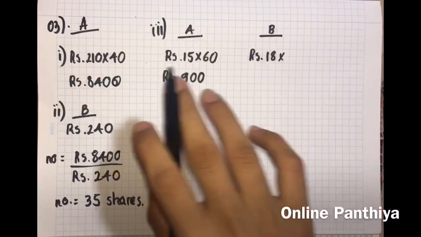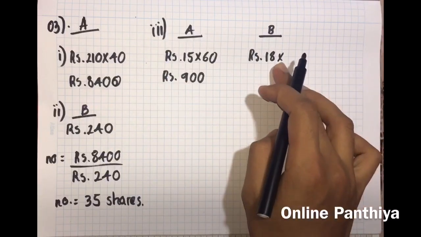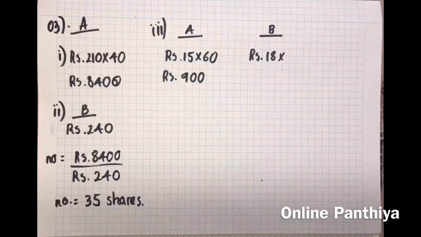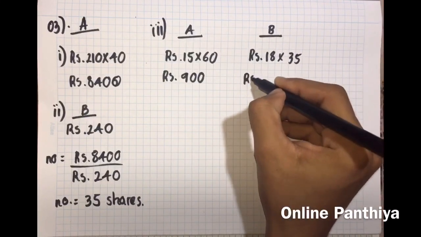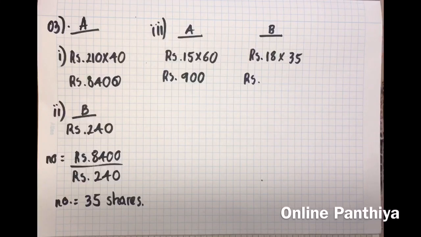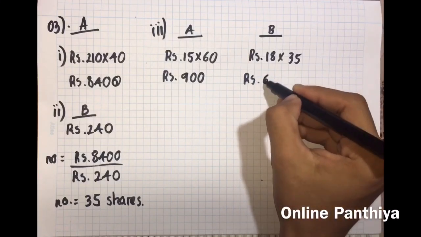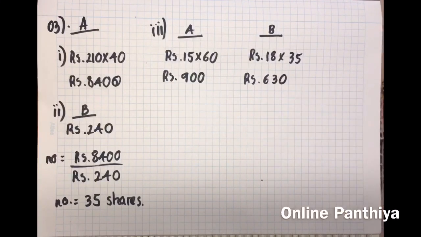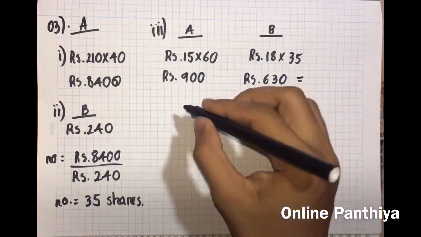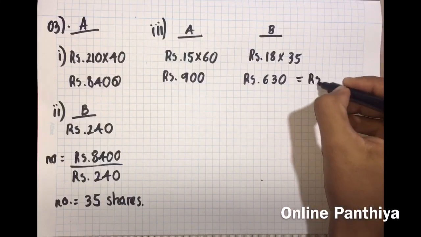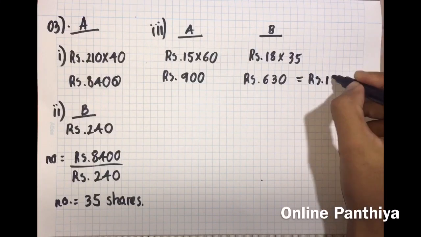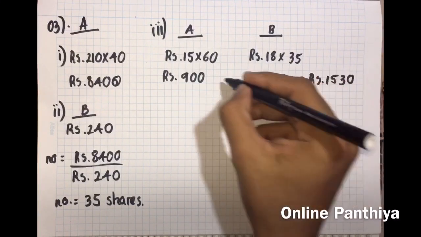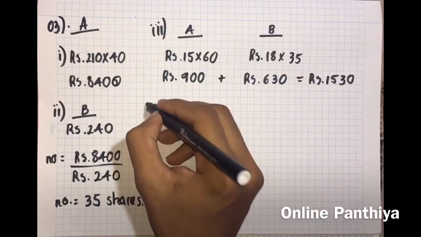That is why he had sold some of the shares and bought shares in the company B. So altogether how many shares did he buy in the company B? 35. So once you multiply 18 into 35 is going to give you 630 rupees. I hope that is clear. Now you have to find the total. They're asking you the total dividend he gets. So 1530 once you add both. The last part.